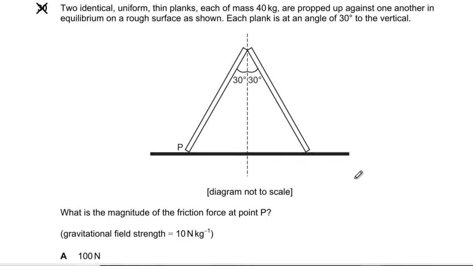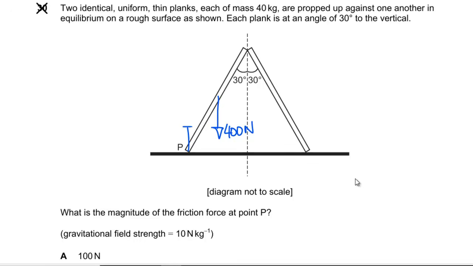Right, so we've got 2 identical uniform thin planks, each of mass 40 kilograms, propped against one another in equilibrium on a rough surface. Each plank is at an angle of 30 degrees to the vertical. What's the magnitude of the friction force at point P? Let's look at the left-hand plank. We'll have the weight going downwards. It's 40 kilograms, so we've got 400 newtons there.